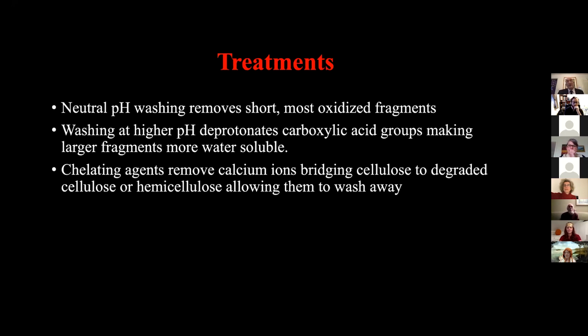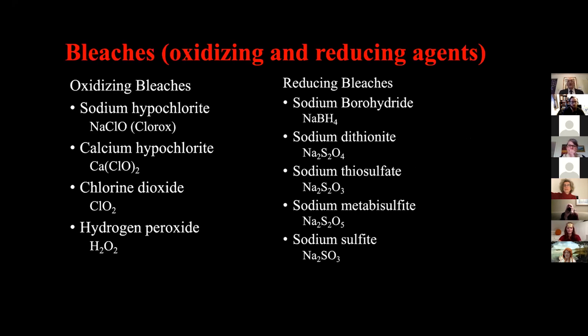And then another thing we can do is add a chelating agent. The calcium ions will bridge between cellulose molecules and hydroxide functional groups on the cellulose chain. So by taking out those calcium ions, we can release those more soluble degradation products and allow them to float away from the more intact cellulose chains. So we have bleaches, which we also can call just oxidizing and reducing agents.